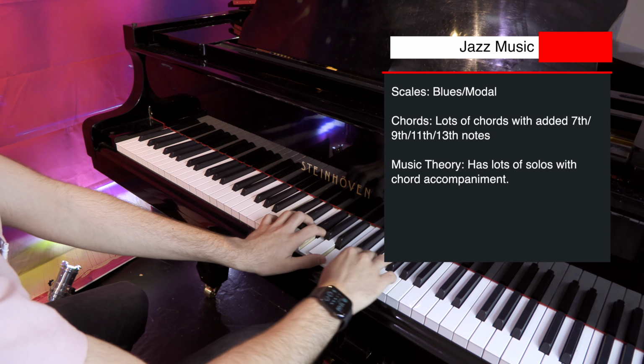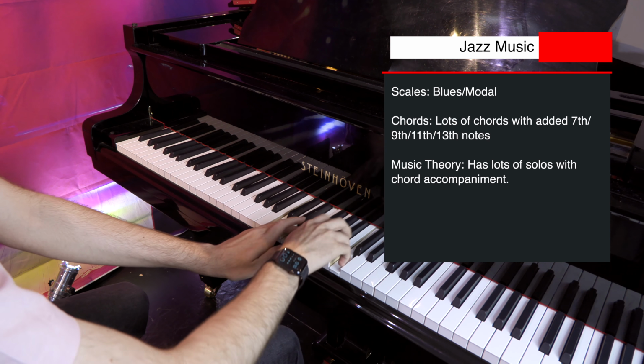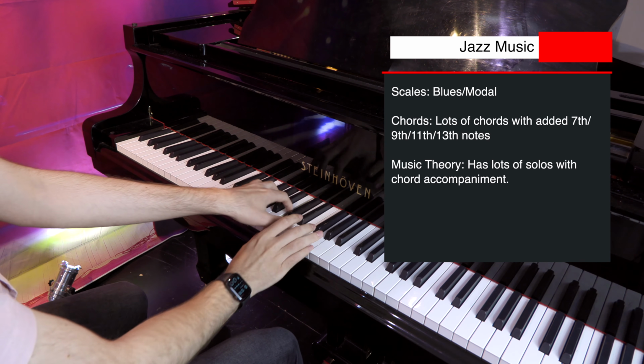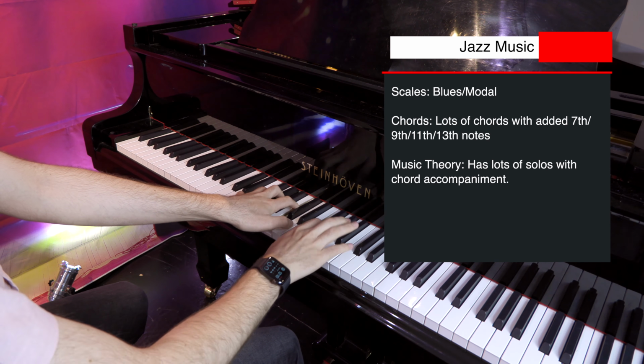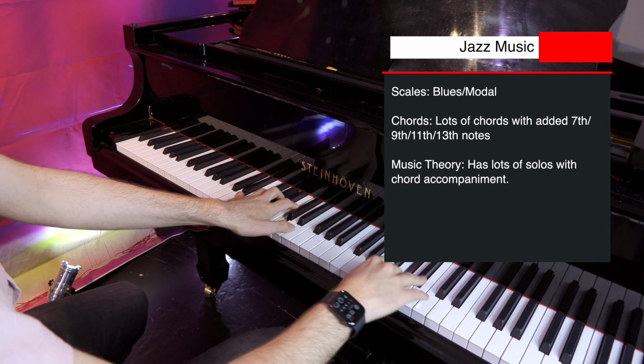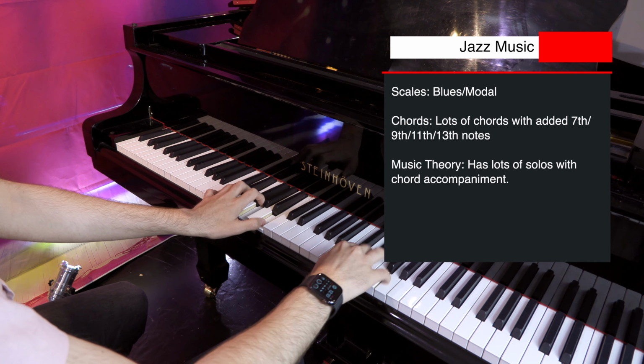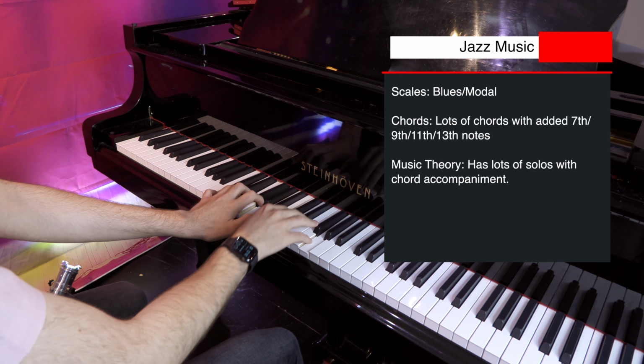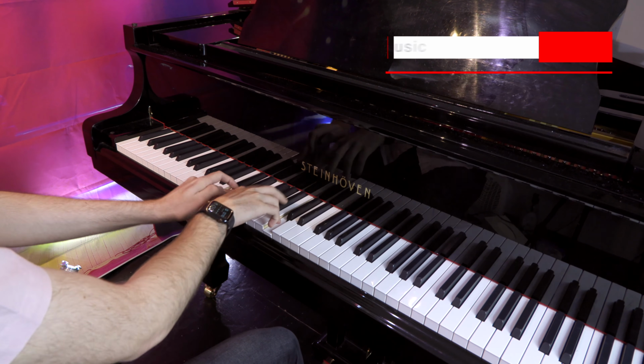Jazz music uses a lot of 7th, 9th, 11th and 13th chords, and this is just adding those notes on top of the original chords. You often find a lot of blues scales and modal scales to make it a bit more ambiguous. It also has a lot of solos which use these scales, so you can use chords in the left hand, these jazzier chords with 7ths and 9ths, and then improvise in the right hand using the blues scale, for example.